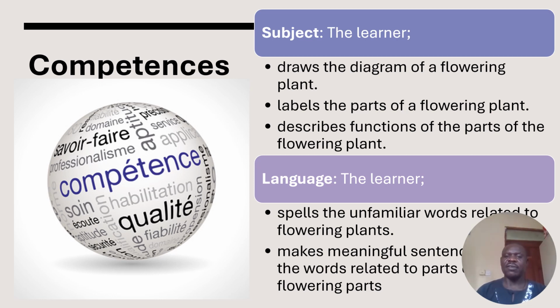And then also we have the language competencies which we have to develop. That is, one of them is to spell the words that are related to flowering plants properly, and then make meaningful sentences of these words that are related to the flowering plants.